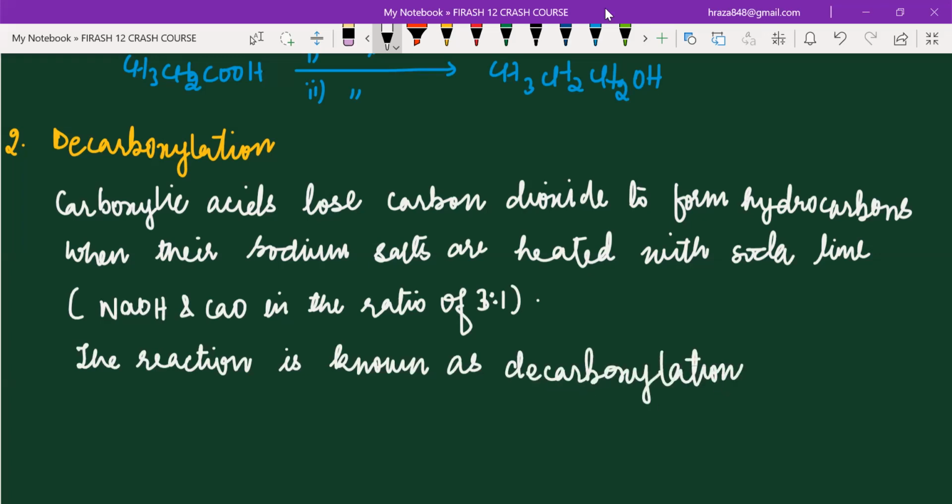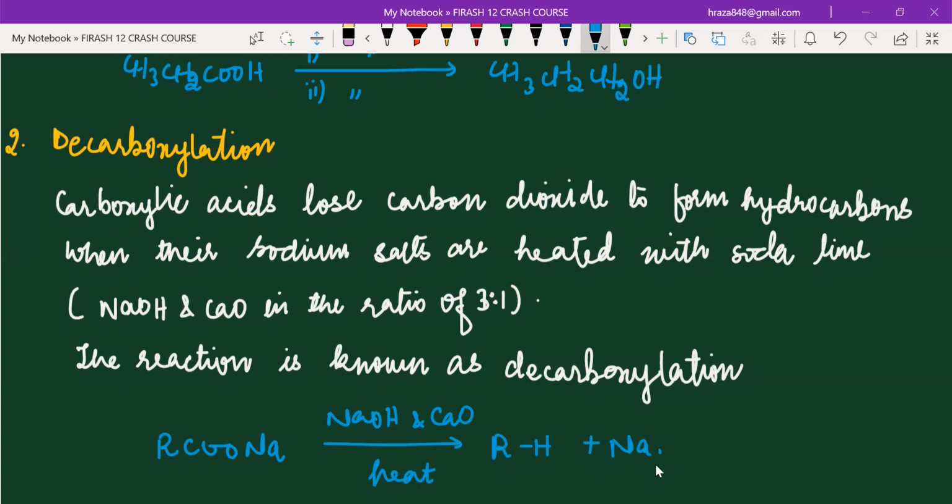And I can show you the reaction. So if you have a carboxylic acid salt, and you are going to react this with soda lime. That means NaOH and CaO in the ratio 3:1, and you are going to heat it. Then you will be getting RH plus Na2CO3 directly. The carboxylic acid will be directly converted into hydrocarbon.